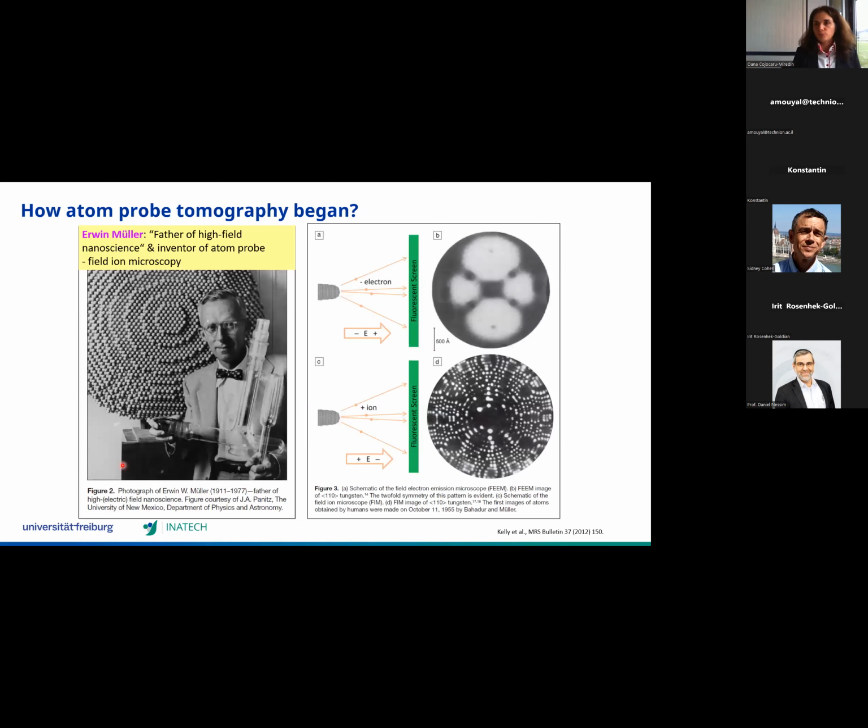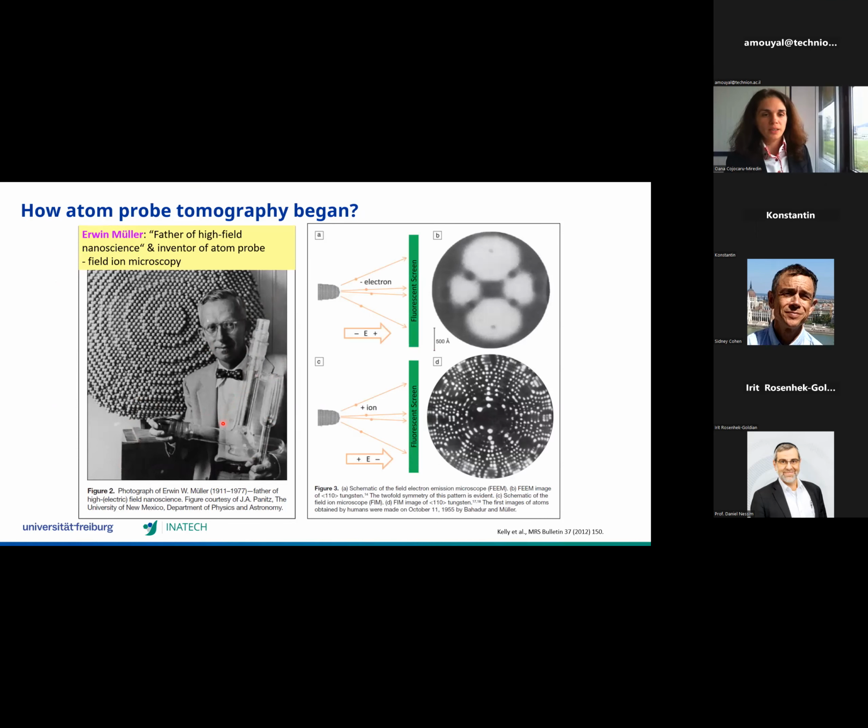So how did the atom probe begin? Well, this all began with Erwin Müller in the 1950s, and he is considered to be the father of high-field nanoscience, and he is the inventor of the field ion microscopy. You see here the picture of him, and here is a typical field ion microscope setup from that time. It has nothing to do with what we have now in the labs, as we are going to see later on.